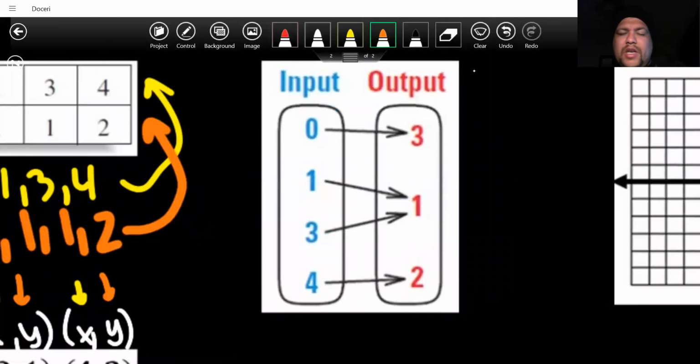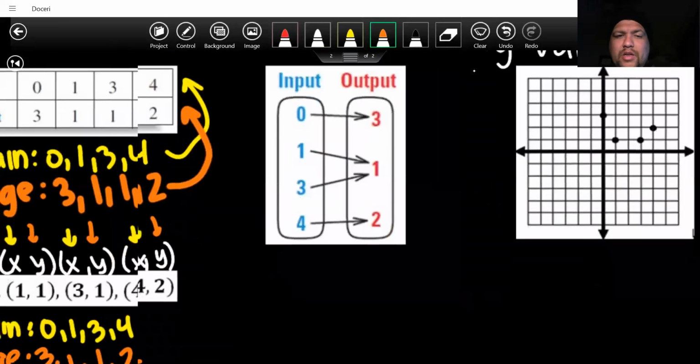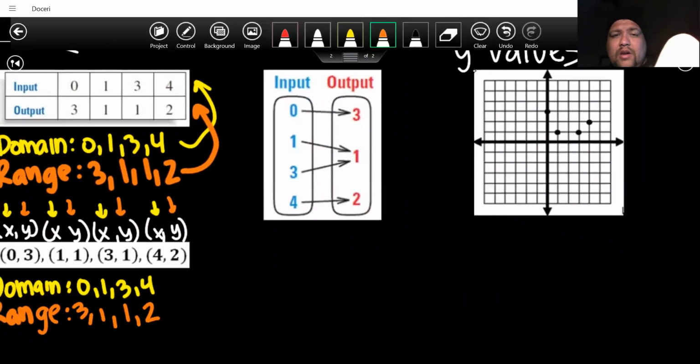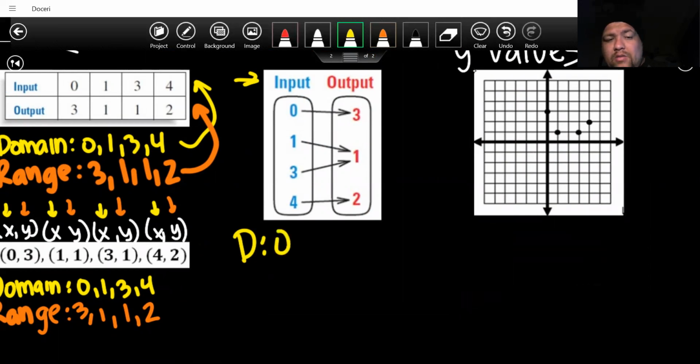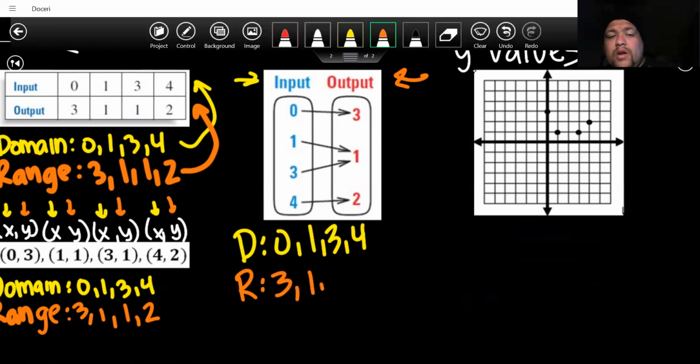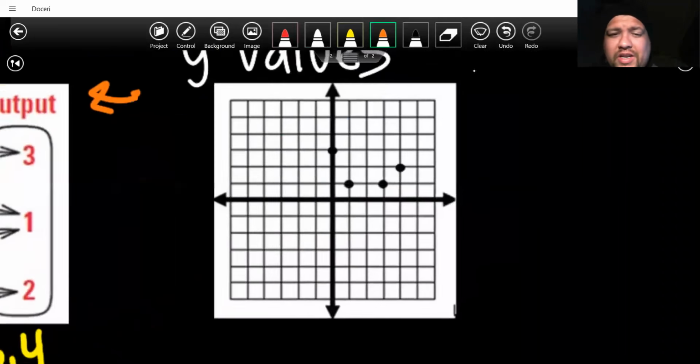For an input and output table, or this is a mapping chart, we've done the same way. In this case, it even tells you the inputs would be your domain. So you can also abbreviate your domain as D. Okay, 0, 1, 3, and 4. Your range are your outputs. You can represent range as R: 3, 1, and 2. Okay, that's all. That's about as hard as we're going to do today.